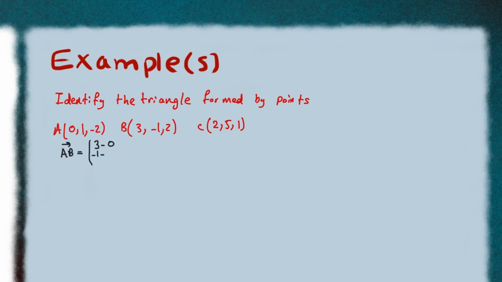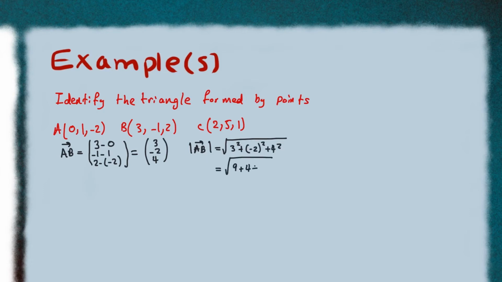To do that, first we're going to figure out the vectors: vector AB, vector BC, and vector AC. Vector AB is going to have components 3, -2, and 4. And then we can find its magnitude by the magnitude formula, 3 squared plus -2 squared plus 4 squared, and that's going to give us square root of 29. We're going to do the same thing for the other 2 vectors.